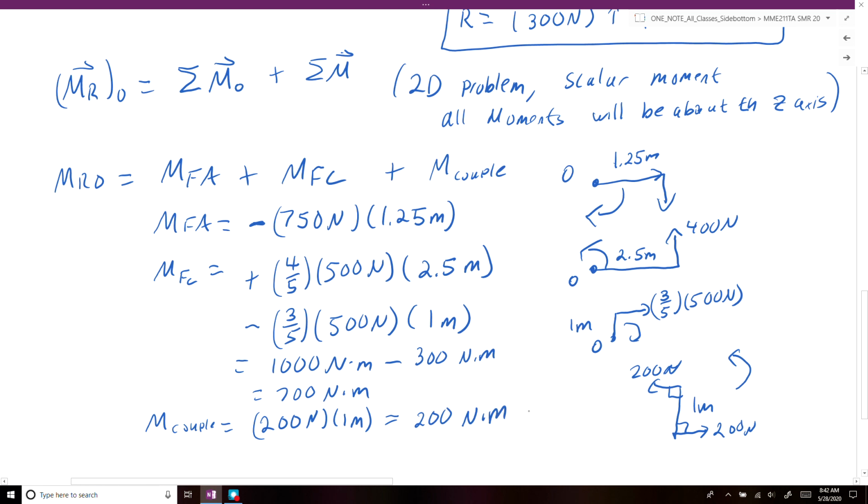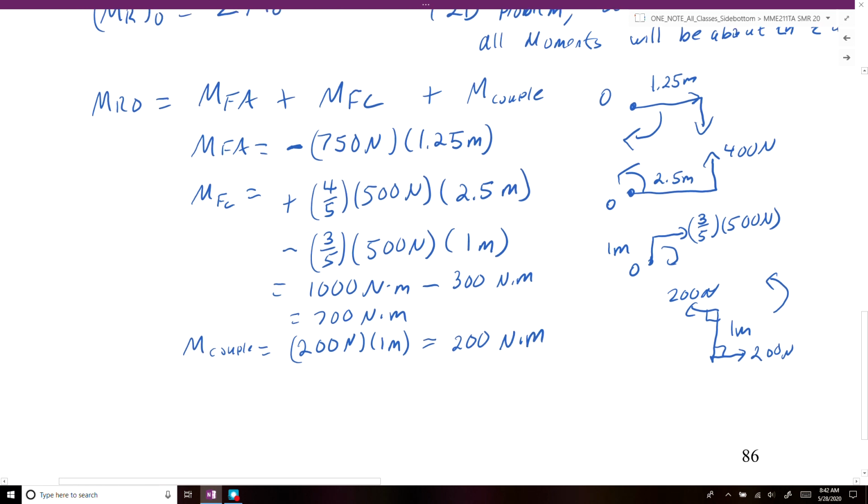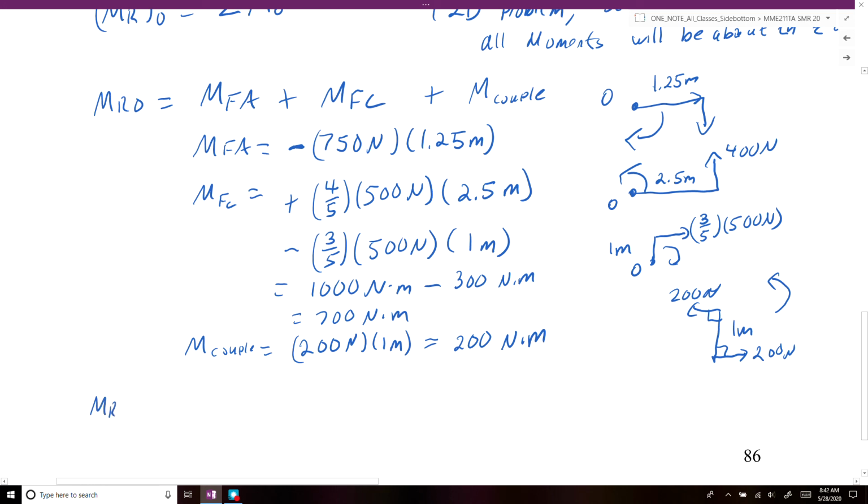Okay, so if we add this all together, our resultant moment is going to be equal to minus 937.5 Newton meters plus 700 Newton meters plus 200 Newton meters, which we end up getting just negative 37.5 Newton meters for our resultant moment.